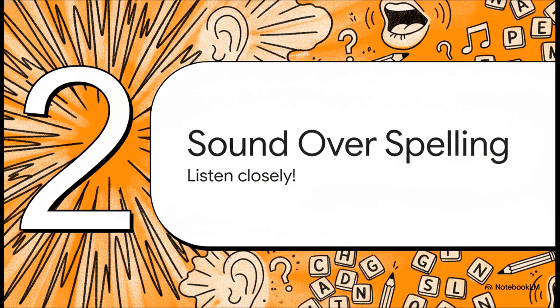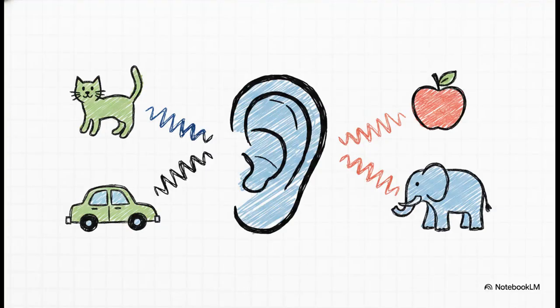Section 2. Sound over spelling. Let's move on and see how this builds into the first major hurdle for almost every learner. So, looking at our indefinite articles, a and an, these words simply mean one of many. We use them for singular countable nouns.